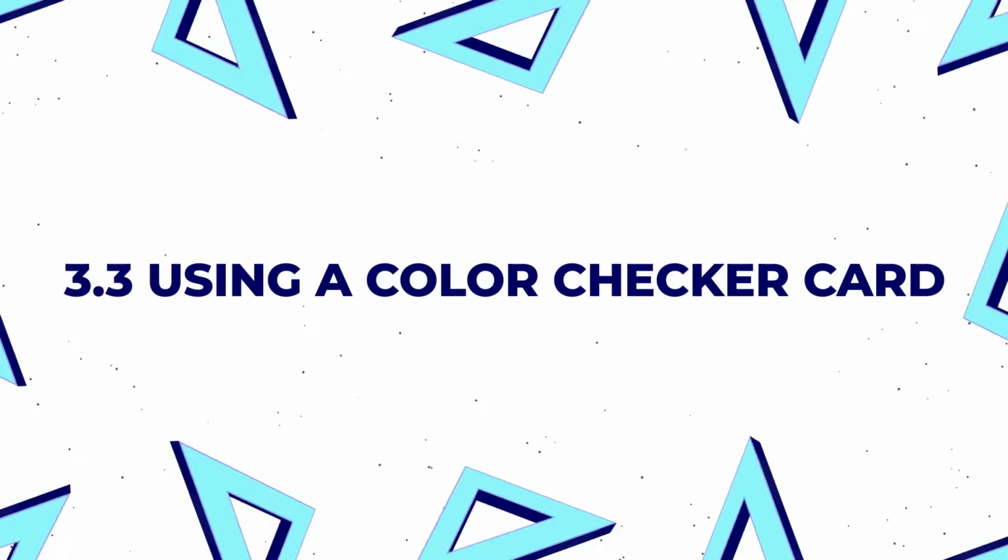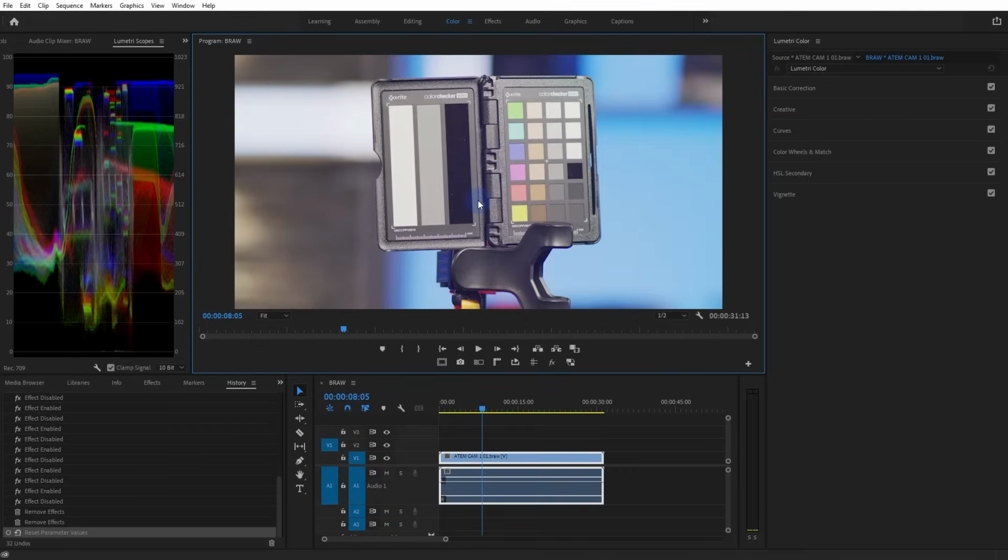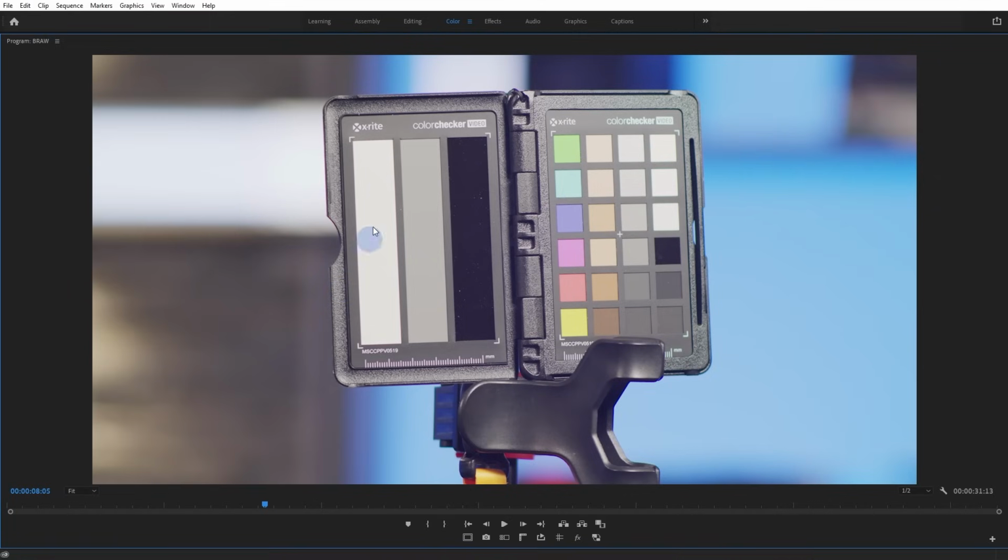In this lesson, you're going to learn how to use a Colorchecker chart to dial in your white balance and your color in Premiere. Now, this particular Colorchecker chart was made by X-Rite. It's called the Colorchecker Video. I believe it's the Video Passport because it's the smaller one. They have a larger studio version. And you can find other charts from companies like DSC Labs and others.